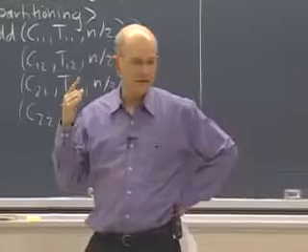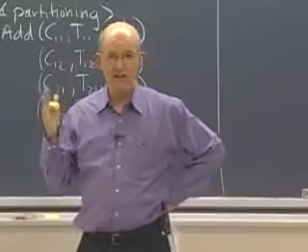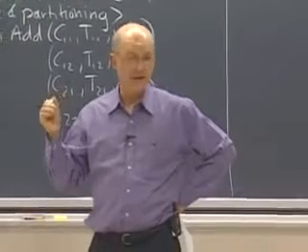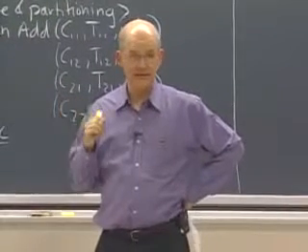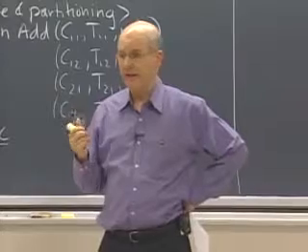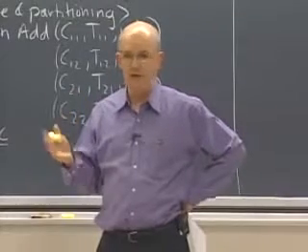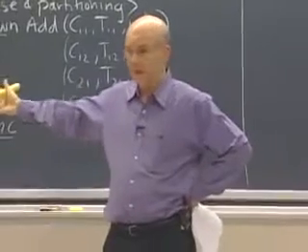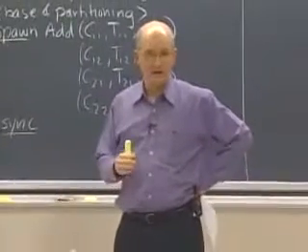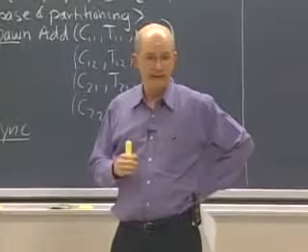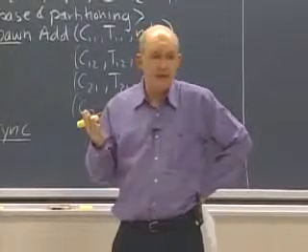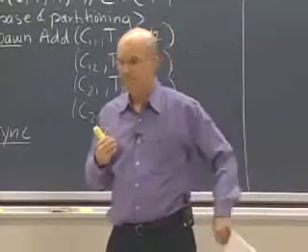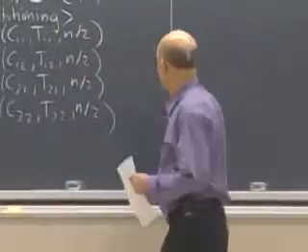T1 is the work, good, and T infinity is the critical path length, good. So you have the work and the critical path length. If we know the work and the critical path length, we can say what the parallelism of our program is, and from that understand how many processors it makes sense to run this program on. Okay? So let's do that analysis.